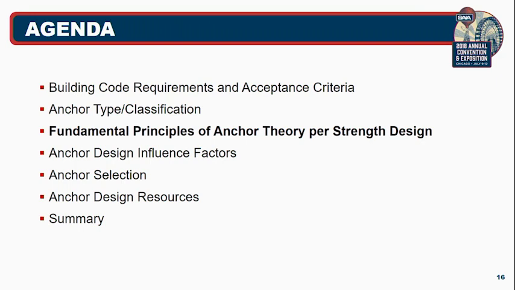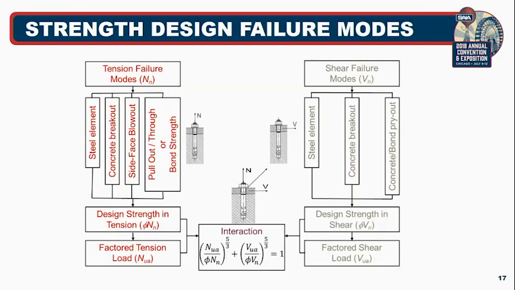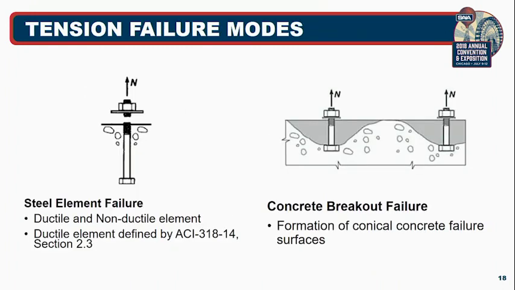All right. So, fundamental principles of anchor theory per strength design. I know this slide is a little bit busy, but basically what we're covering here is the different failure modes that are evaluated for tension and shear. And these are evaluated via testing to establish performance of these anchor systems. So, tension failure modes in anchor systems. Understanding the different failure modes is important so that when you're designing, you can determine what the governing failure mode is going to be. It gives you a lot more predictability in your anchor design.